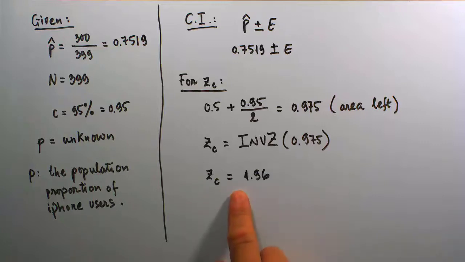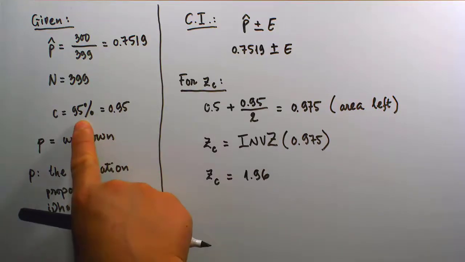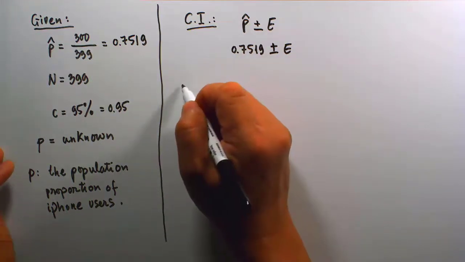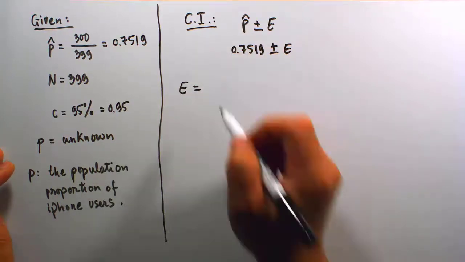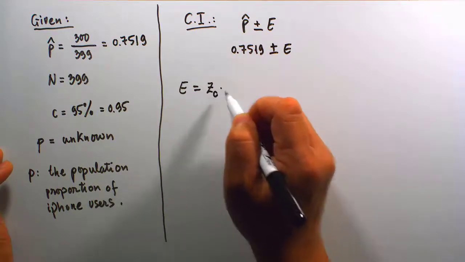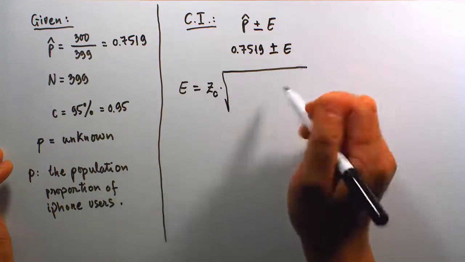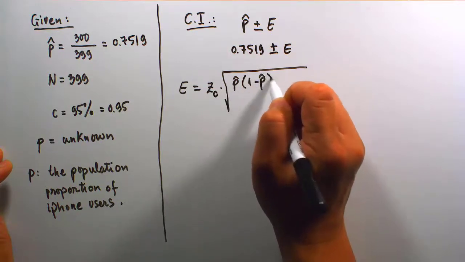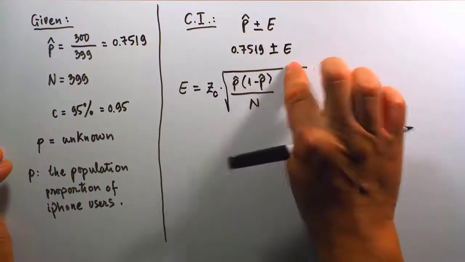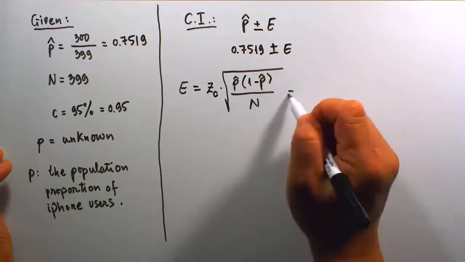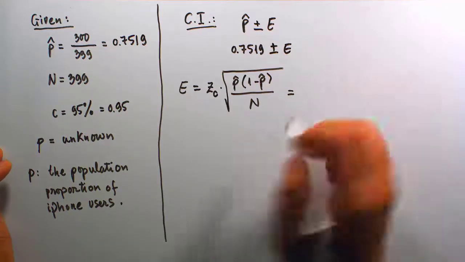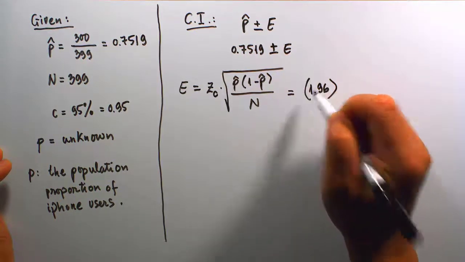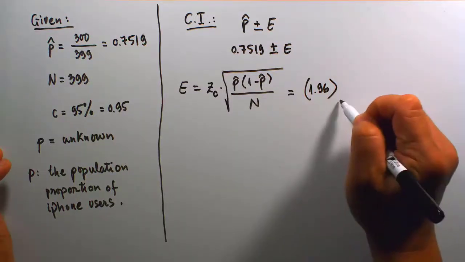So z sub c is finally concluded for this problem at confidence level 95%. Z sub c is 1.96. So the margin of error formula is now ready. That famous formula where z sub c is multiplied with a square root expression, p hat times 1 minus p hat over n. Now with the values substituted in, 1.96 is substituted for z sub c.